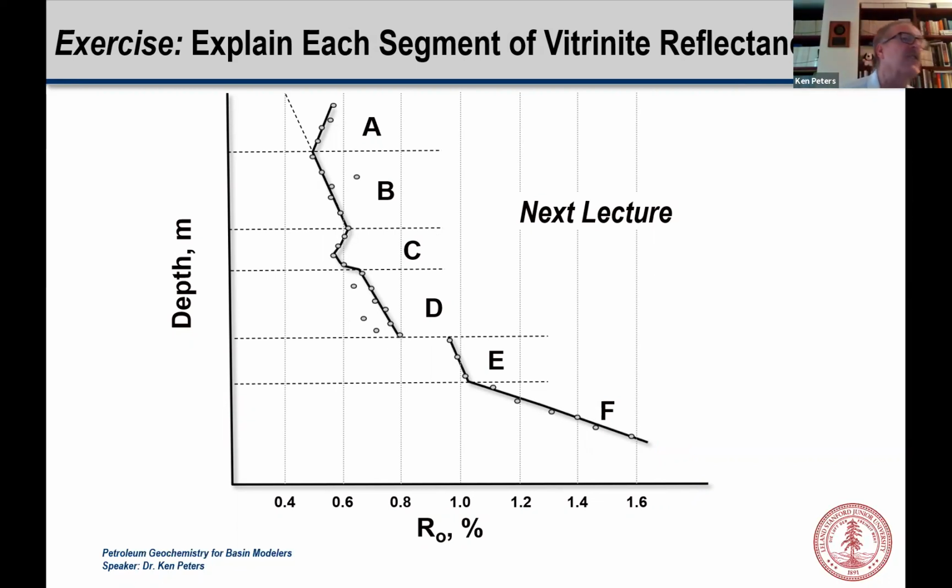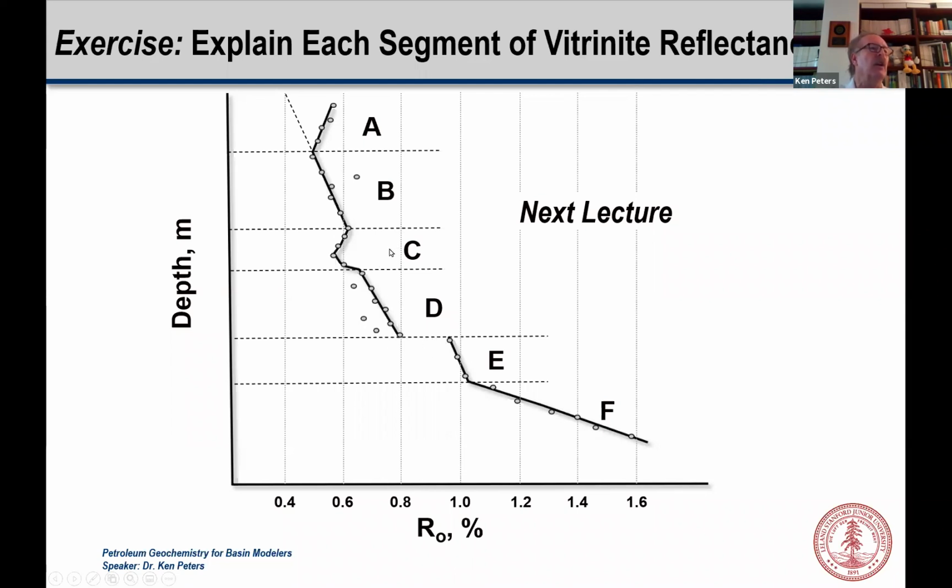This is a little exercise you might want to think about, and we will discuss it in the next lecture. This is sort of a composite depth versus vitrinite reflectance plot. And I'm basically going to ask you to think about what is happening in each of these intervals here, for example. What's happening right here between D and E? And how does that affect your model, your basin model?